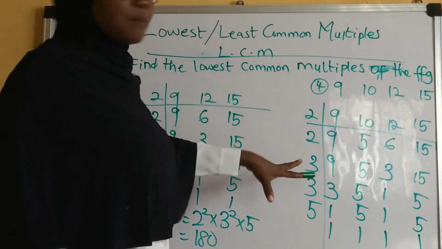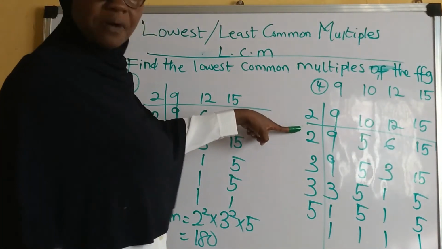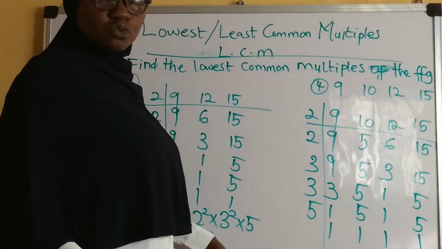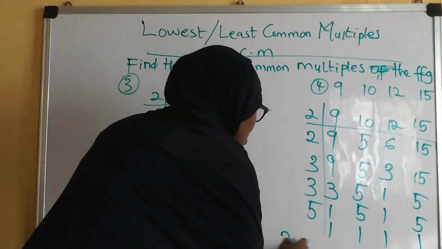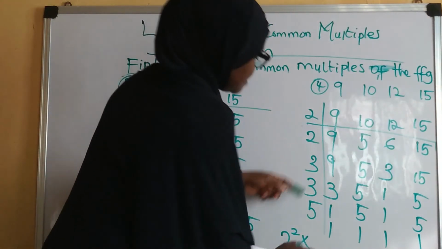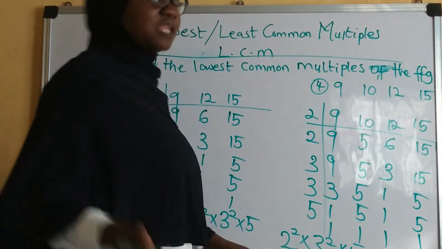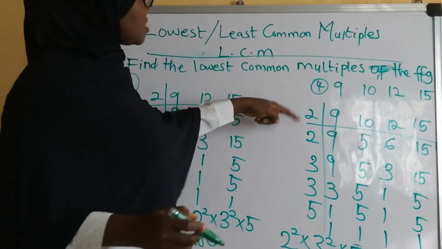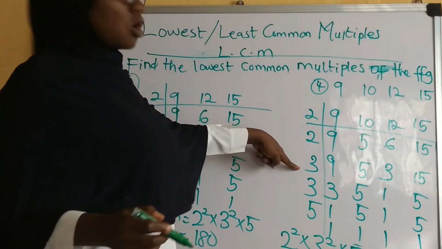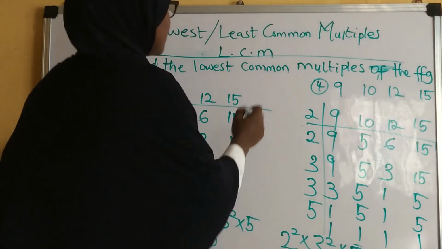Hence, the LCM of 9, 10, 12, and 15 is going to be 2 to the power of 2, 3 to the power of 2, multiplied by 5. Does that make sense? Alright. So it's going to be 2 to the power of 2 times 3 to the power of 2 times 5. And let's see what that gives me anyway. So now the product is going to be 2 times 2, that is 4, times 3, 12, times 3, 36. And then 36 times 5, let's see what that gives.